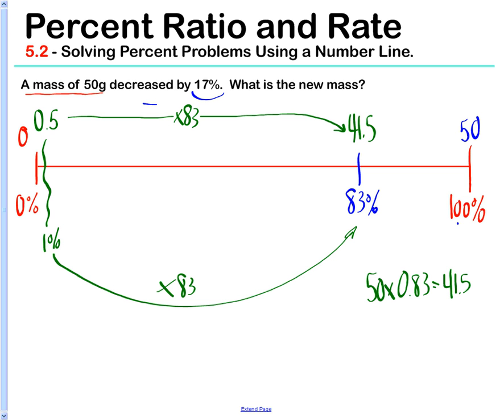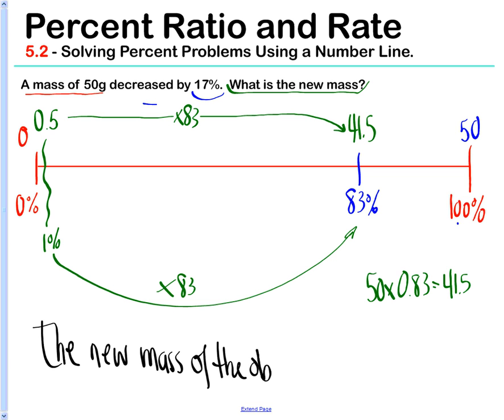The key to this one is we aren't identifying what 83% is or the decrease or anything. We have to make sure that we put the answer down to what it is it's asking us. It's saying what is the new mass. So in this particular question, the math that's on the screen supports your answer, but your answer would have to be down here on the bottom: the new mass of the object is 41.5, and make sure you have that unit in there. And that's your answer. Pretty simple.